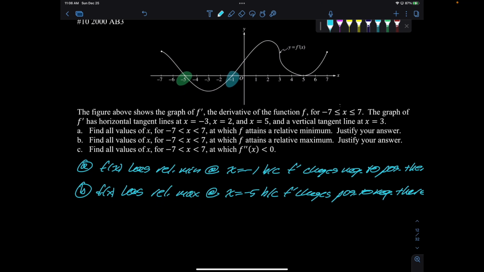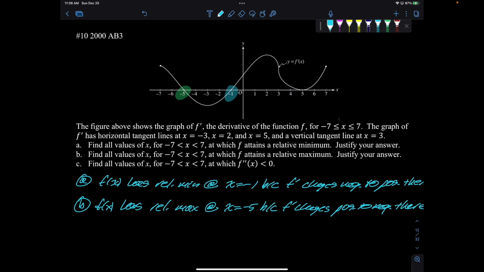Okay. Find all values of x at which f double prime is less than 0. I wonder why we haven't had to use the vertical tangent line at x equals 3. So f prime changes concavity there? Is that what they want us to say? But it didn't ask about that. Oh, maybe there's another part that I cut out. I don't think so, though.